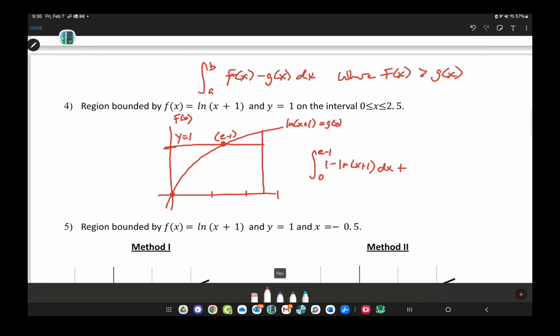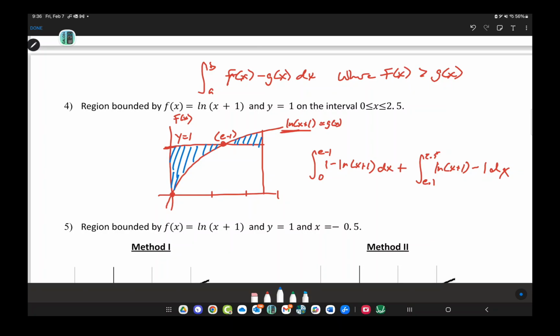So in this case, after e minus 1, until the end of the x values, which is 2.5, my g of x, the natural log of x plus 1, is now greater than 1. So in this area, y equals 1 is greater than the natural log of x plus 1, and here, the natural log of x plus 1 is greater than 1.